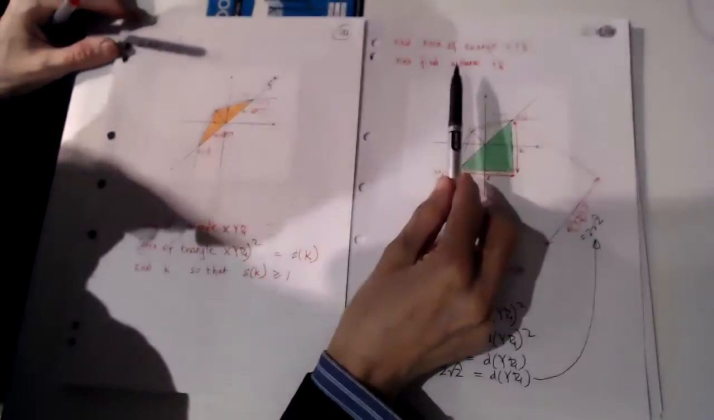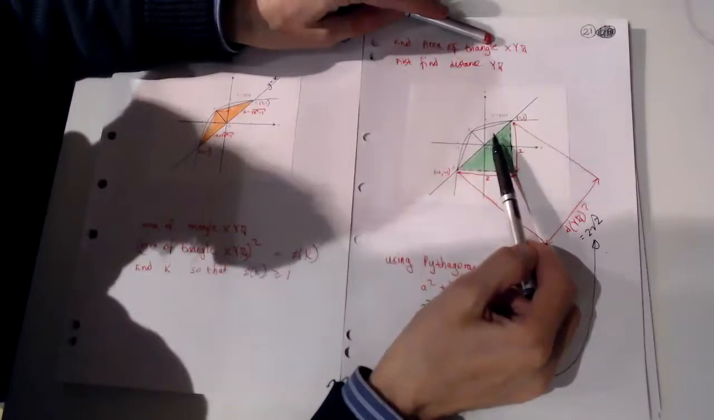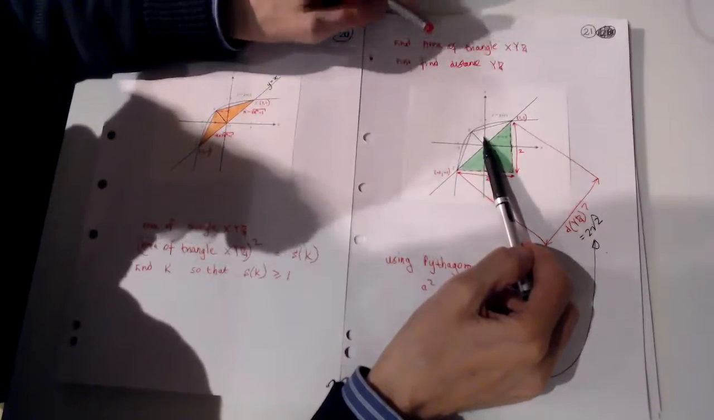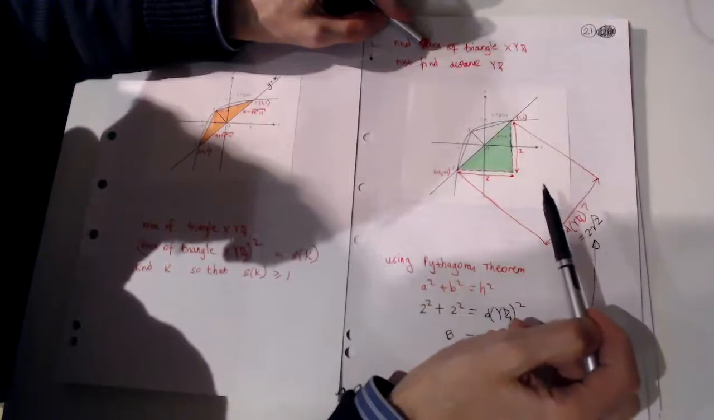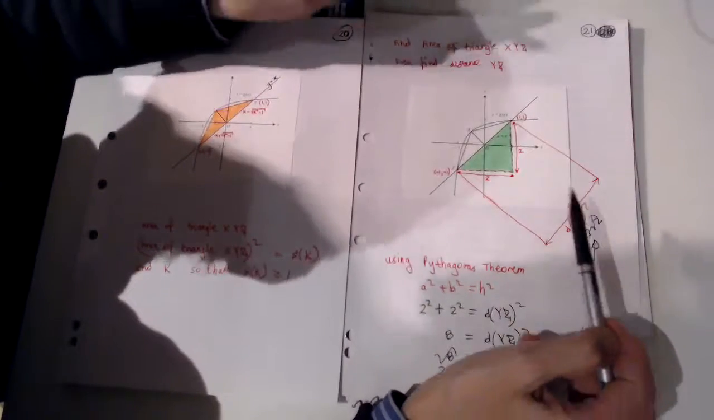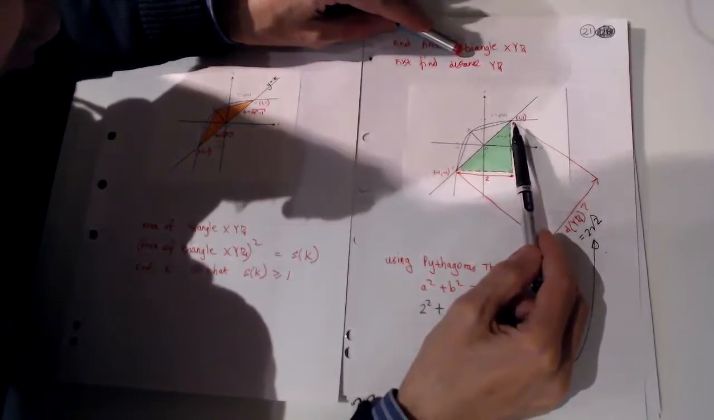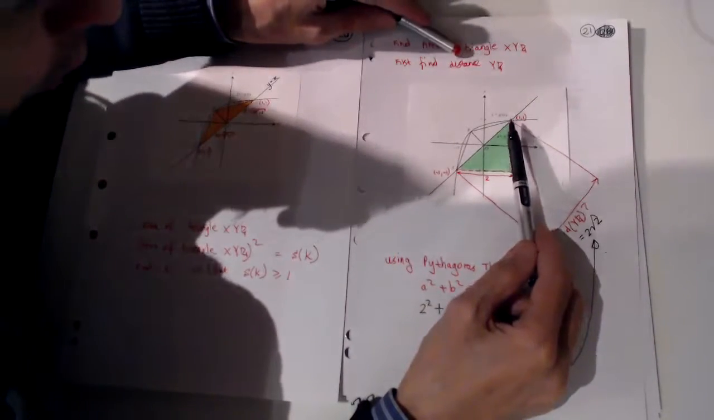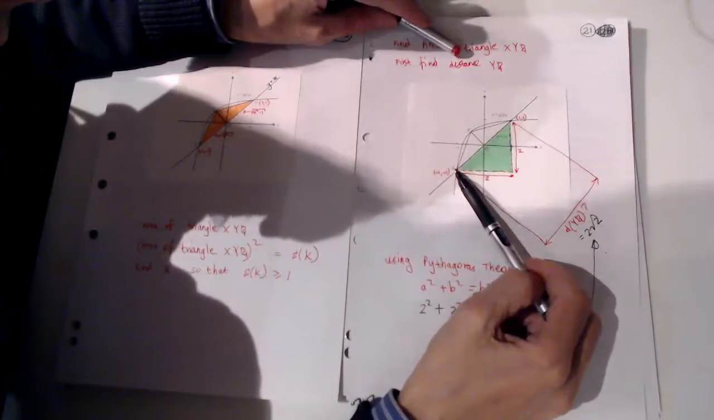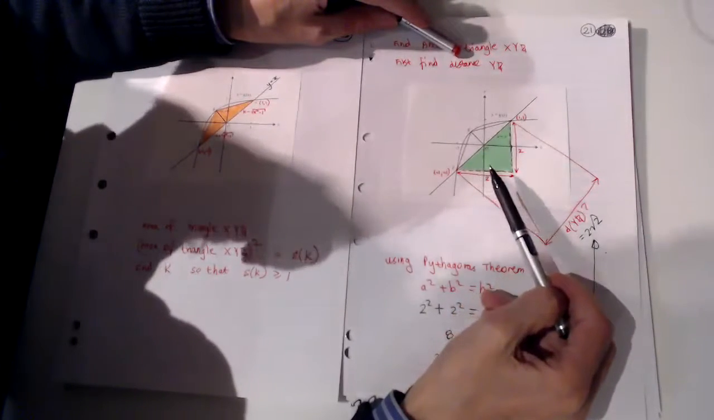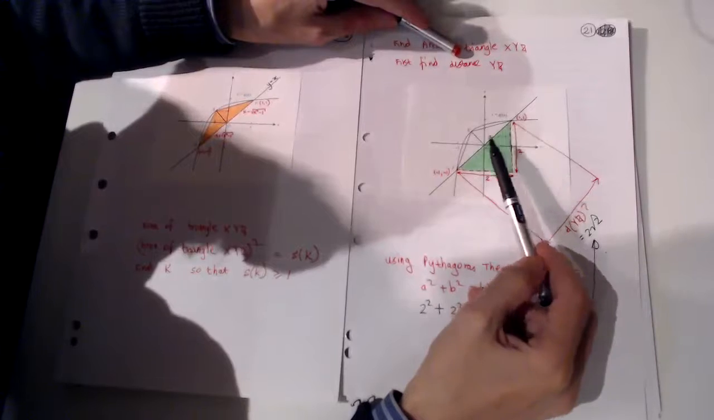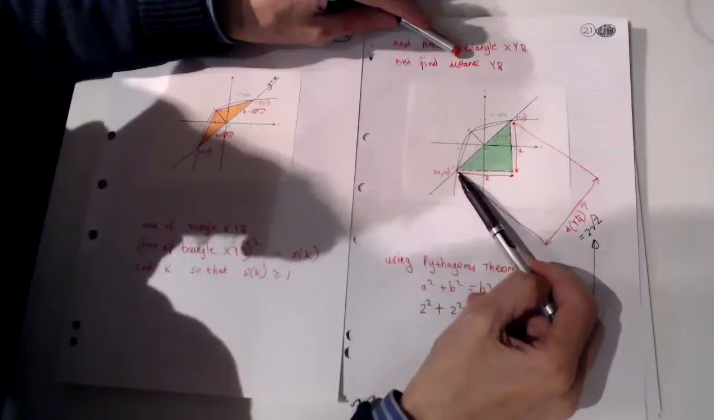Find the area of triangle XYZ. First find the distance YZ. How do you do it? Well, how do you find the distance YZ?